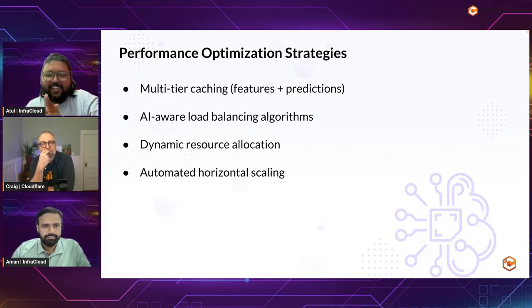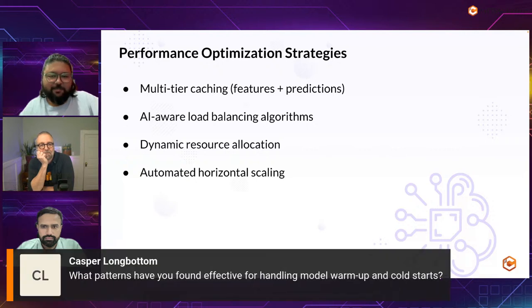And I think Casper over here has an interesting question, which I would want to take up now rather than at the end, because I think we are at the right juncture to take this up. So Casper is basically asking, what are some patterns that you have found effective for handling model warm up and cold starts? And I think cold starts are a problem with a lot of things, not only AI systems. So both of you, what are some things that you have come across to address this particular problem?